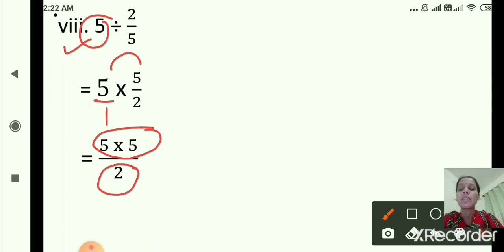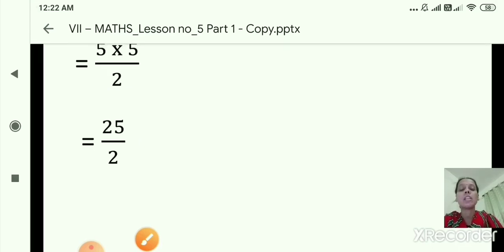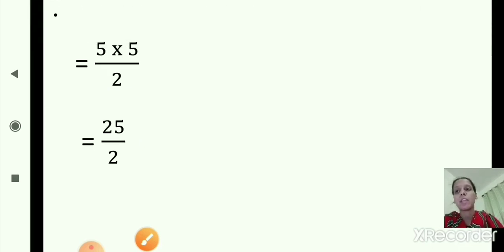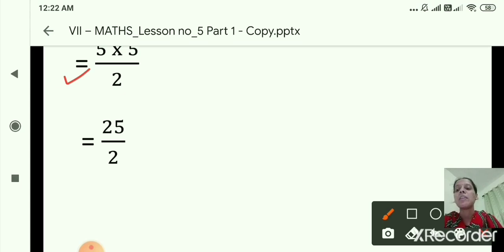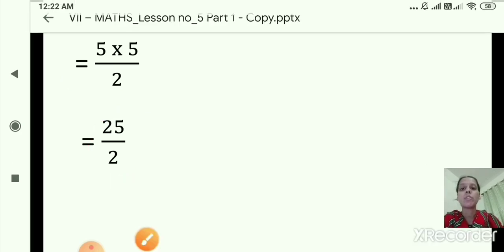Now we can do the multiplication. So 5 multiply by 5, 5 5s are 25, right? And 2 we have written as it is, or 2 multiply by 1, that is 2. So what is the answer here? 25 upon 2 is the answer. Okay, so hope you are clear with this sum. Now we'll move to the next sum.